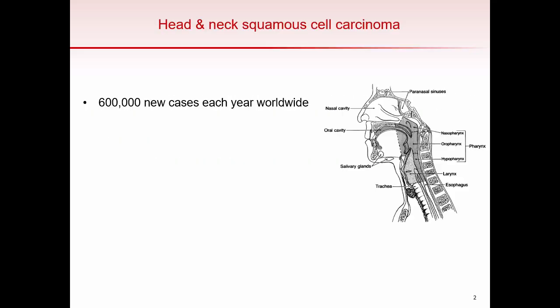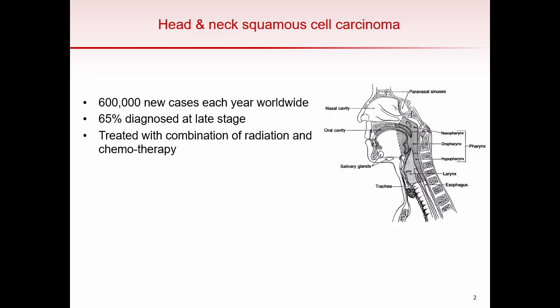So to get it started, each year 600,000 new patients are diagnosed with head and neck squamous cell carcinoma. And unlike other cancers, patients with head and neck cancer are diagnosed at a late stage, such that when these patients show up in the clinic, about 65% of them already show locally advanced disease and immediately begin chemotherapy in combination with radiation therapy.